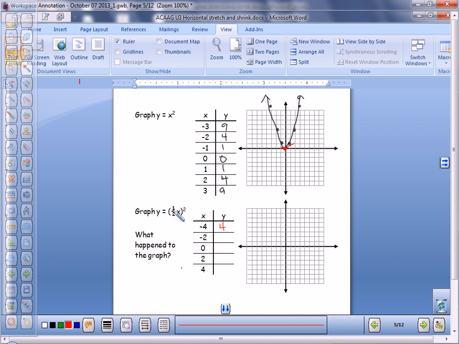When we plug in -2, then we take half of that, it's -1, and square it, you get 1. Plug in 0, half of 0 is still 0. Squared is 0. Plug in 2, half of 2 is 1, squared is 1. Plug in 4, half of 4 is 2, squared is 4. Now let's not do it on this graph. Let's sketch it on this one up here so we can see how it relates. So we got negative 4, 4, negative 2, 1, 0, 0, positive 2, 1, and positive 4, 4.